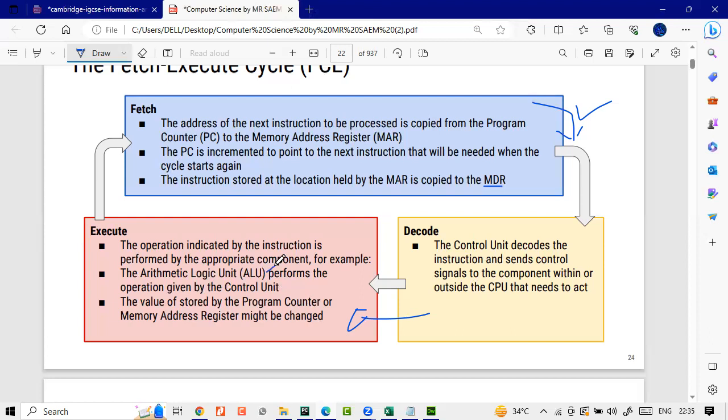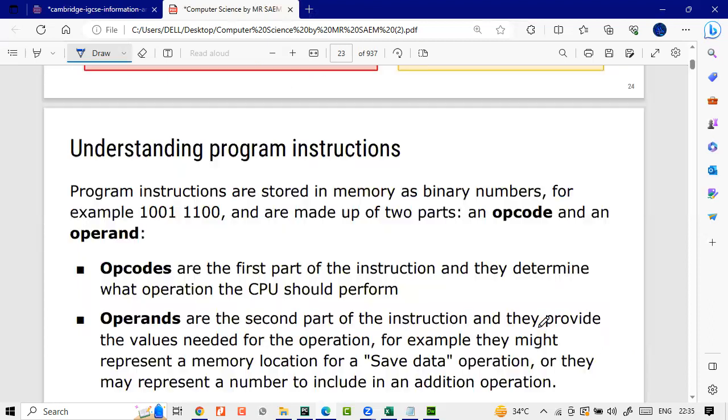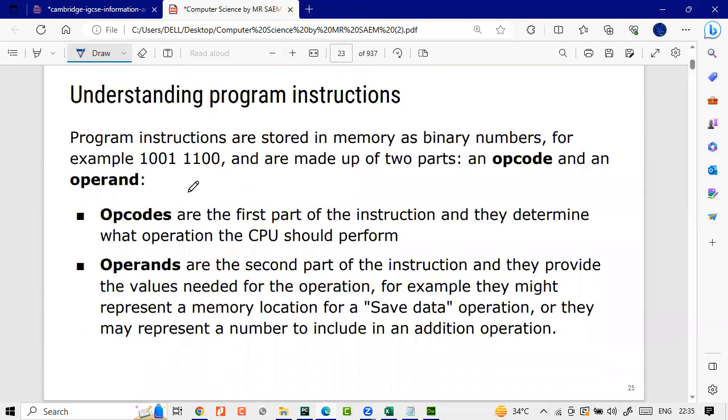Okay, we'll be executing the program counter, which means the value stored in the memory address register will be executed. Or in simple words, executed means it will be displayed, performed, done. You get my point? Right? Understanding program.